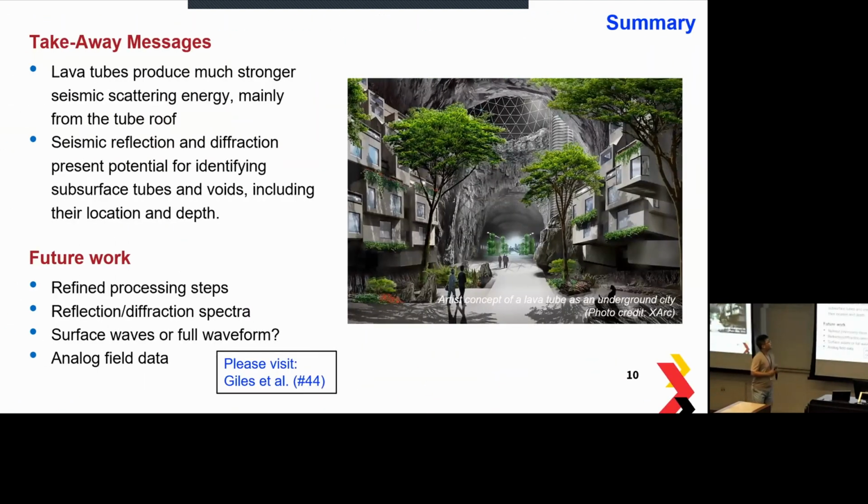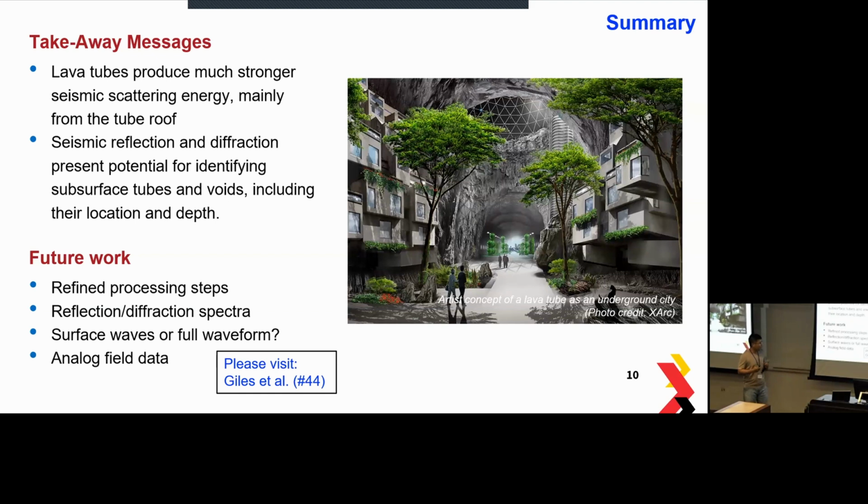So in summary, lava tubes produce stronger seismic backscattering energy, mainly from the tube top. And seismic reflection and diffraction present potential methods for identifying lava tubes and void spaces, including their location and depth, but there are challenges interpreting the actual shape and size. Future work includes revised processing steps to enhance the seismic signals. And we are also interested in the frequency characteristics of both the reflection and the diffraction.